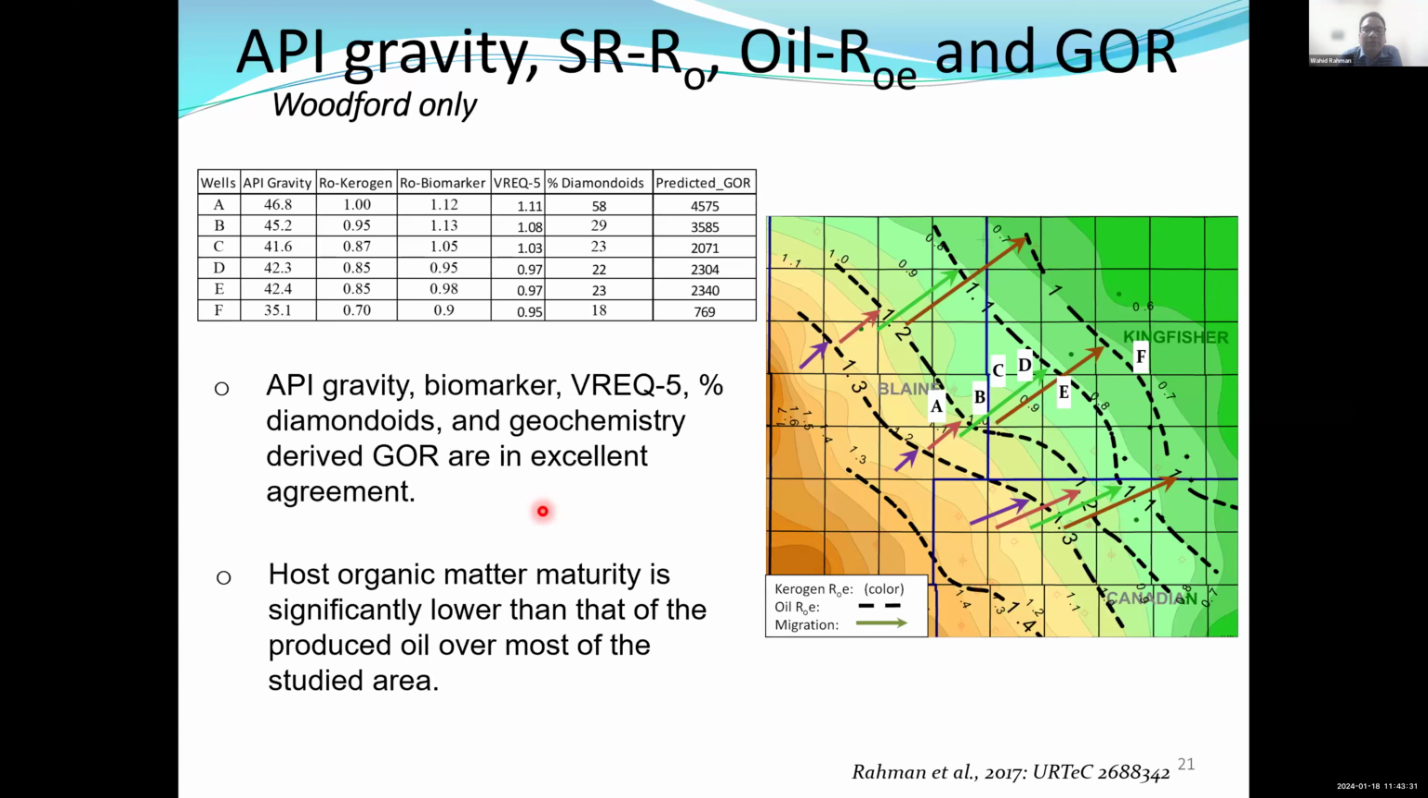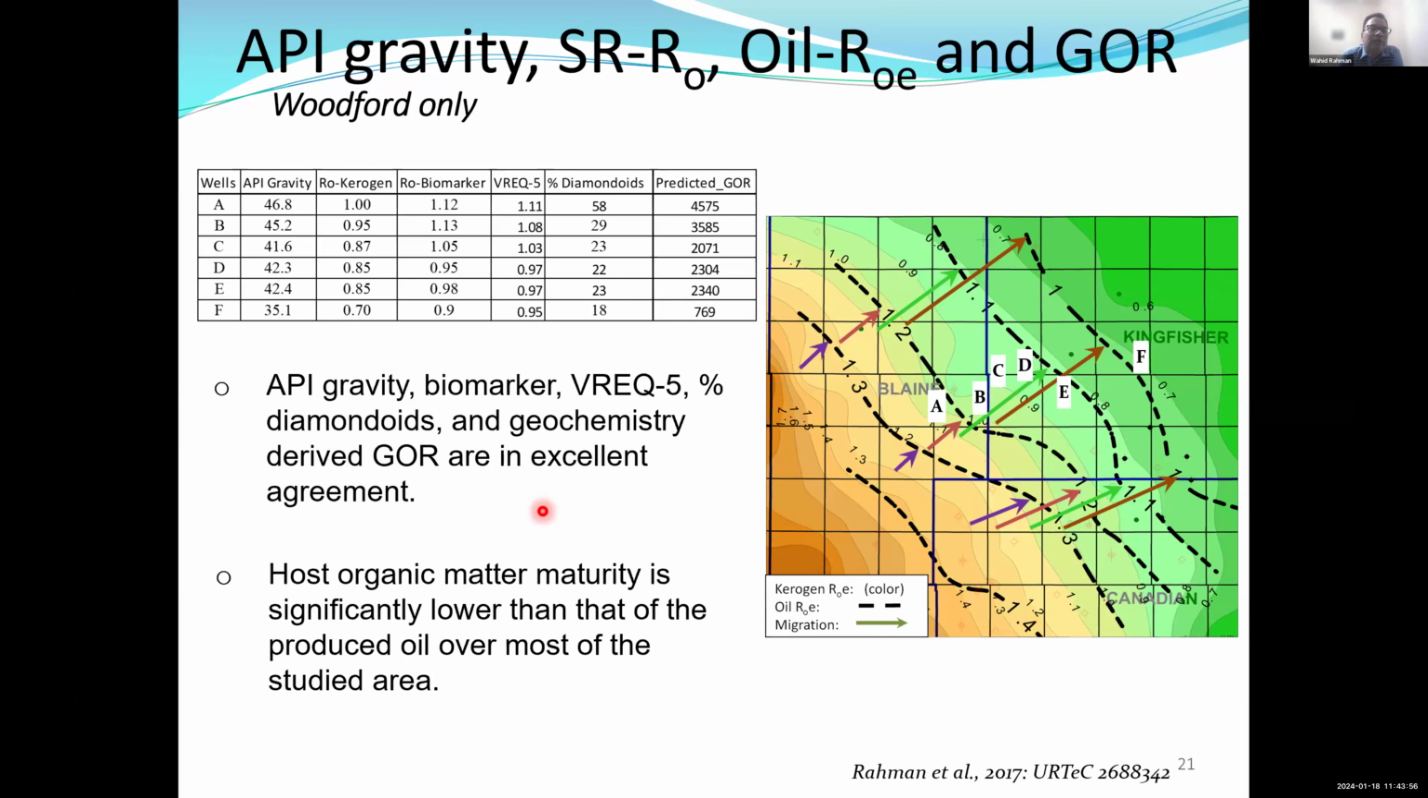So we know that that map is very, very fine tuned. So let's go to the left hand side of the table, A, B, C, D, E, F. So API gravity, you can see A is the most mature oil, 46.8 API gravity. And the F is the least mature oil, 35 API gravity, which is very black oil, I would say.